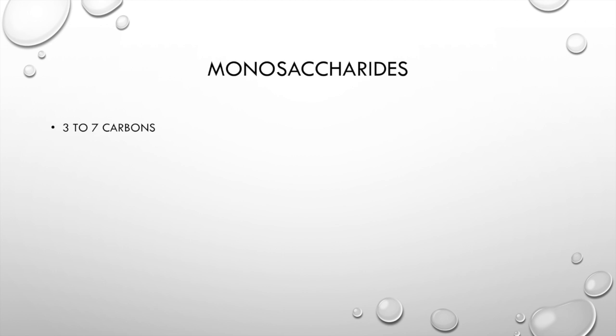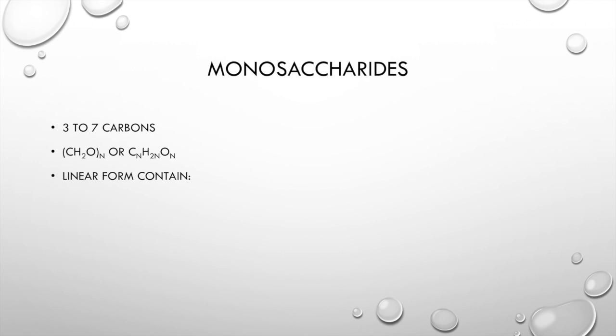Monosaccharides are made up of 3 to 7 carbons. So a combination of different atoms, that is carbon, hydrogen, oxygen, in different ratios makes a monosaccharide. And the ratio can be represented by this equation, CnH2nOn, and that basically just means that n is the number of carbons, so the number of carbons is equal to the number of oxygens, and the number of hydrogens is going to be 2 times the number of carbons.